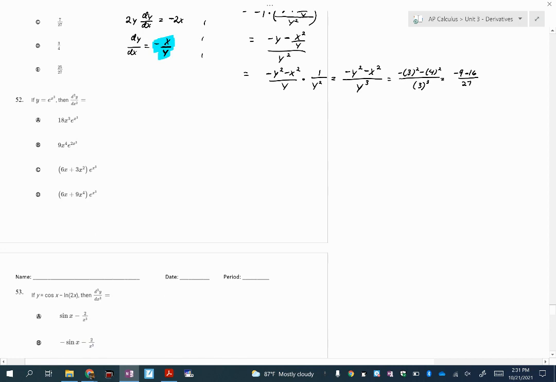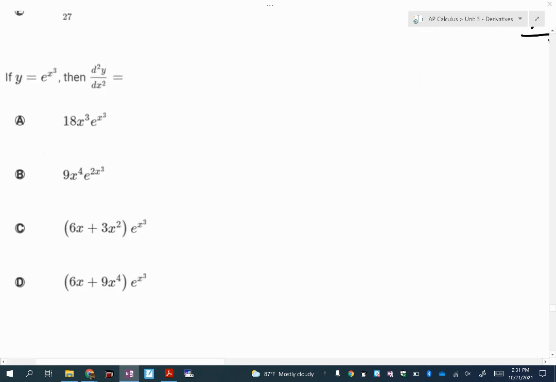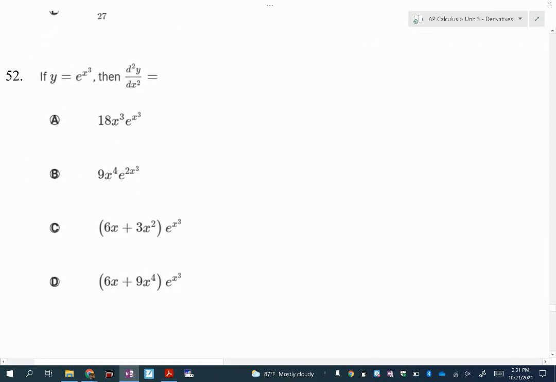Okay, 52. All right, we're finding the second derivative of e to the x cubed power. Let's find the first derivative. So we have d dx of e to the x cubed. Remember, the formula says to write down e to the x cubed, but then times the derivative of whatever's in your power, which is going to be 3x squared. Now that's the first derivative.